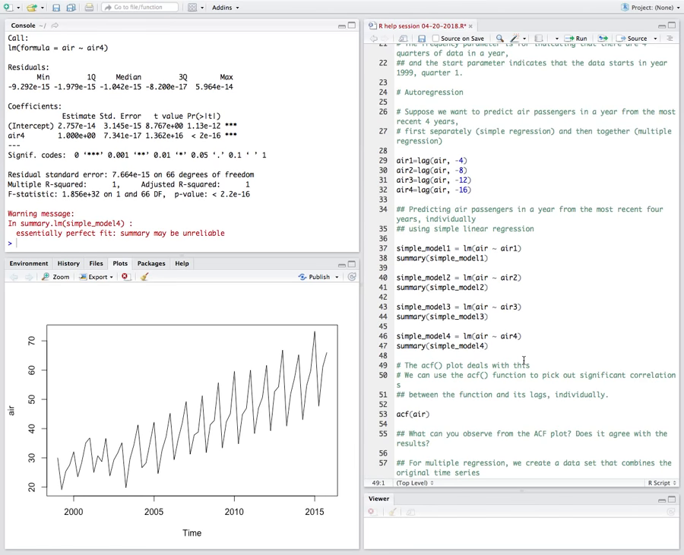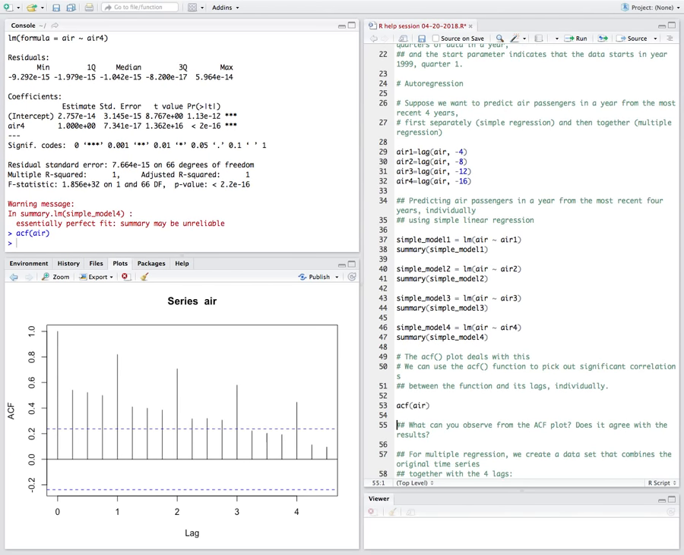So you guys would have been taught in class about 2 different plots. One is called the ACF plot, and the other is a PACF plot. So the ACF plot is basically running simple linear regressions on different lags taken individually. And the PACF plot is basically you running multiple linear regression on lags taken at the same time. We'll get to the PACF later, but I'm doing the ACF right now. ACF of air. So that's the ACF plot.